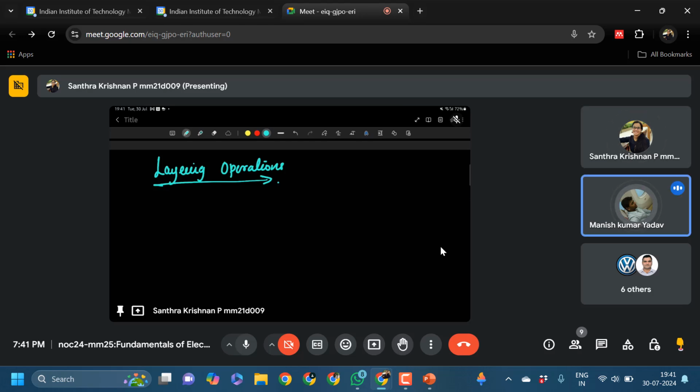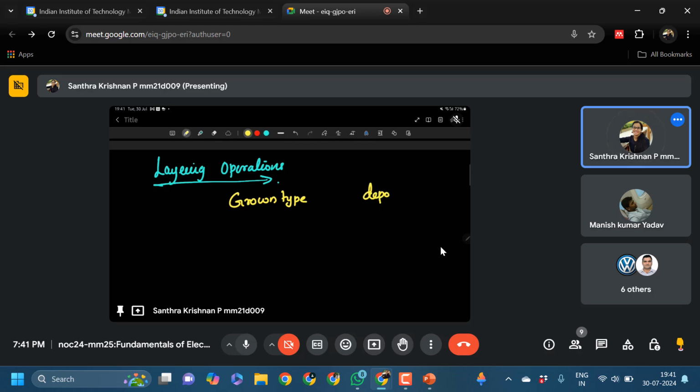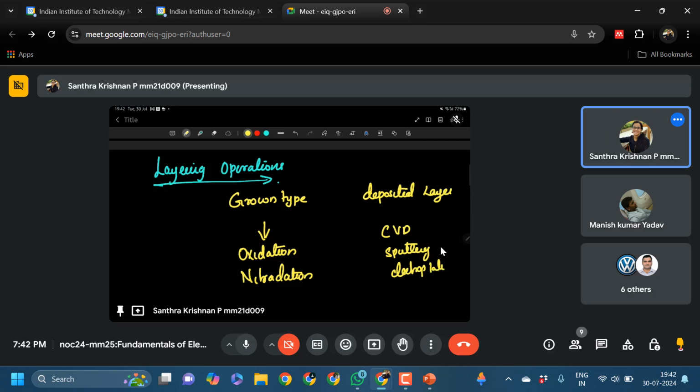Sure. Grown type layering and deposited type layering. So one is grown type and the other one is deposited layer. In grown type, we have oxidation and nitridation. And in deposited layer, we have CVD, sputtering, electroplating, etc.